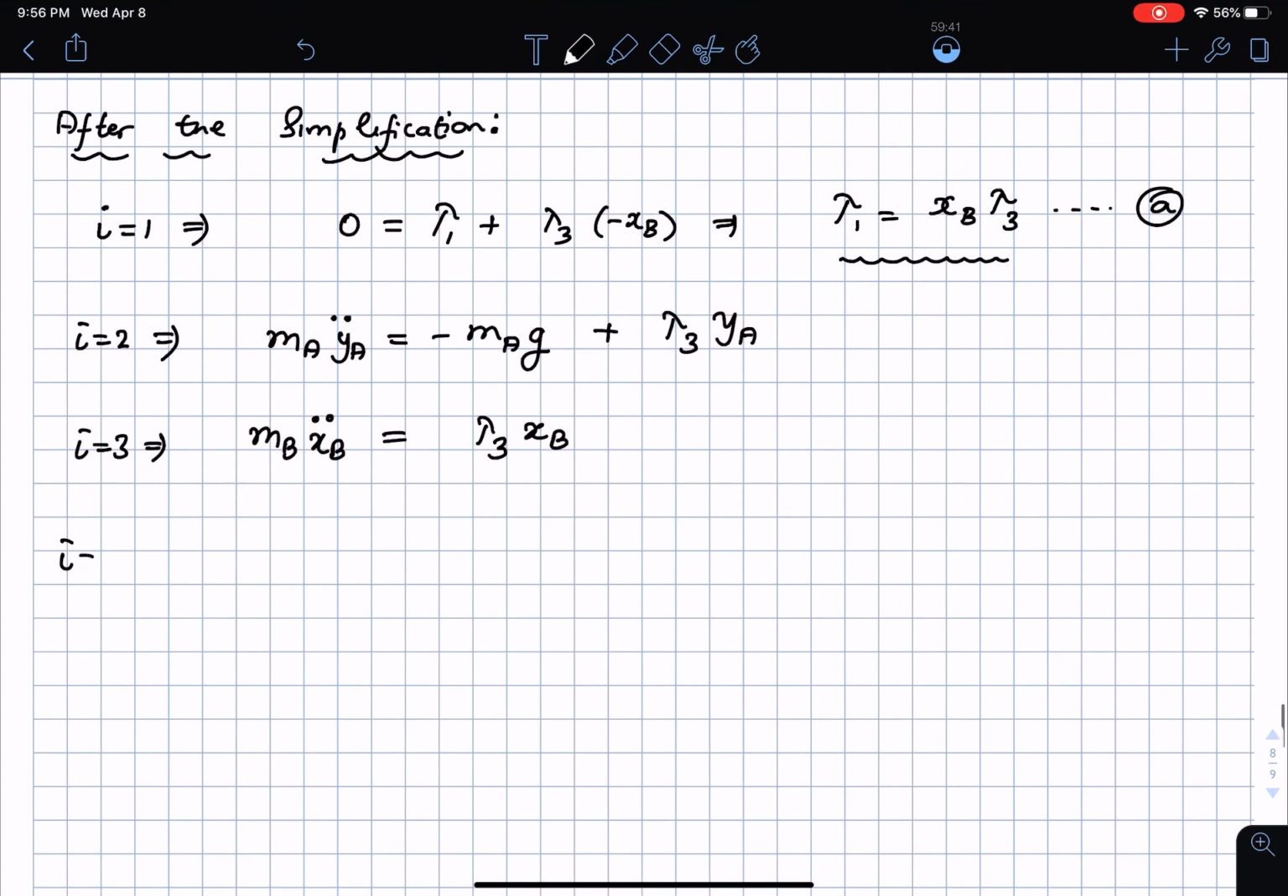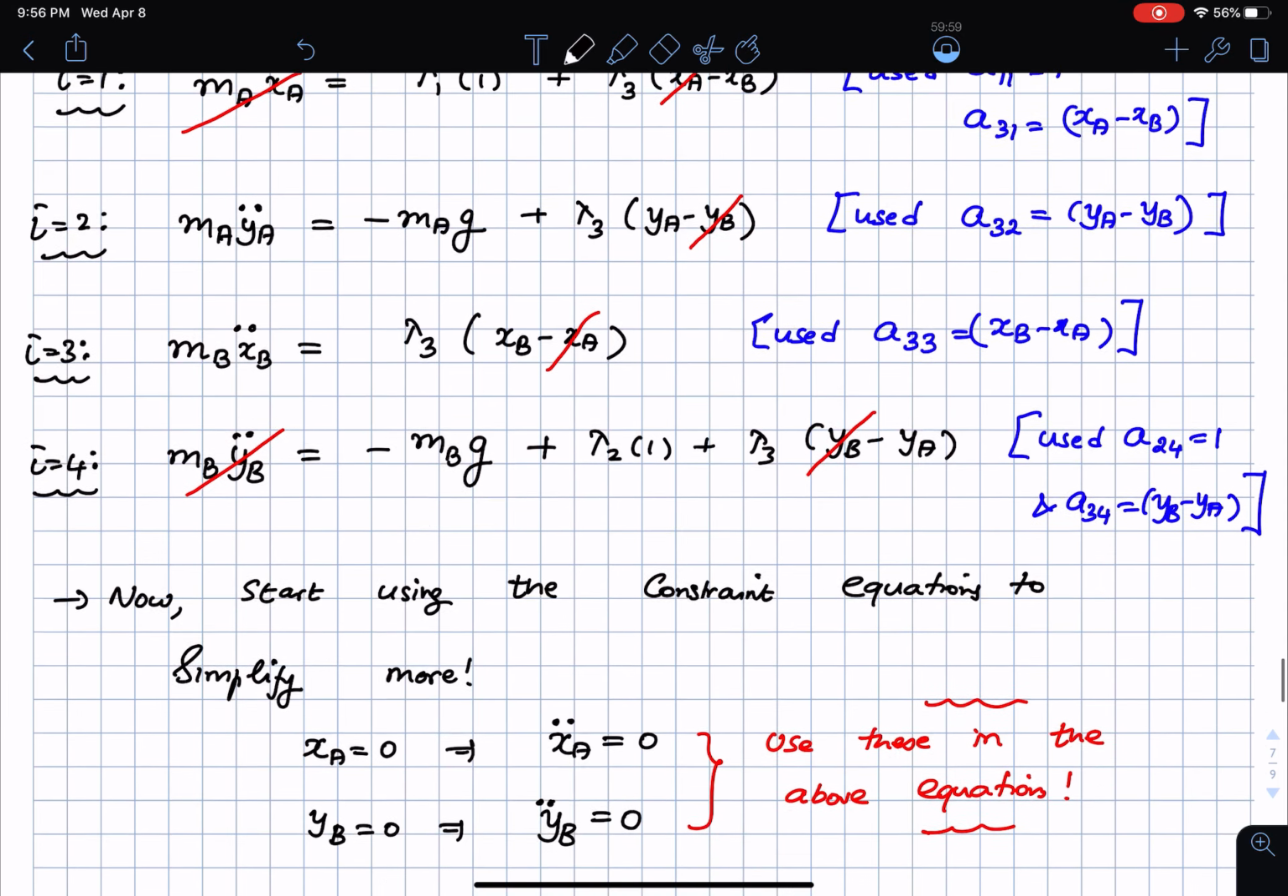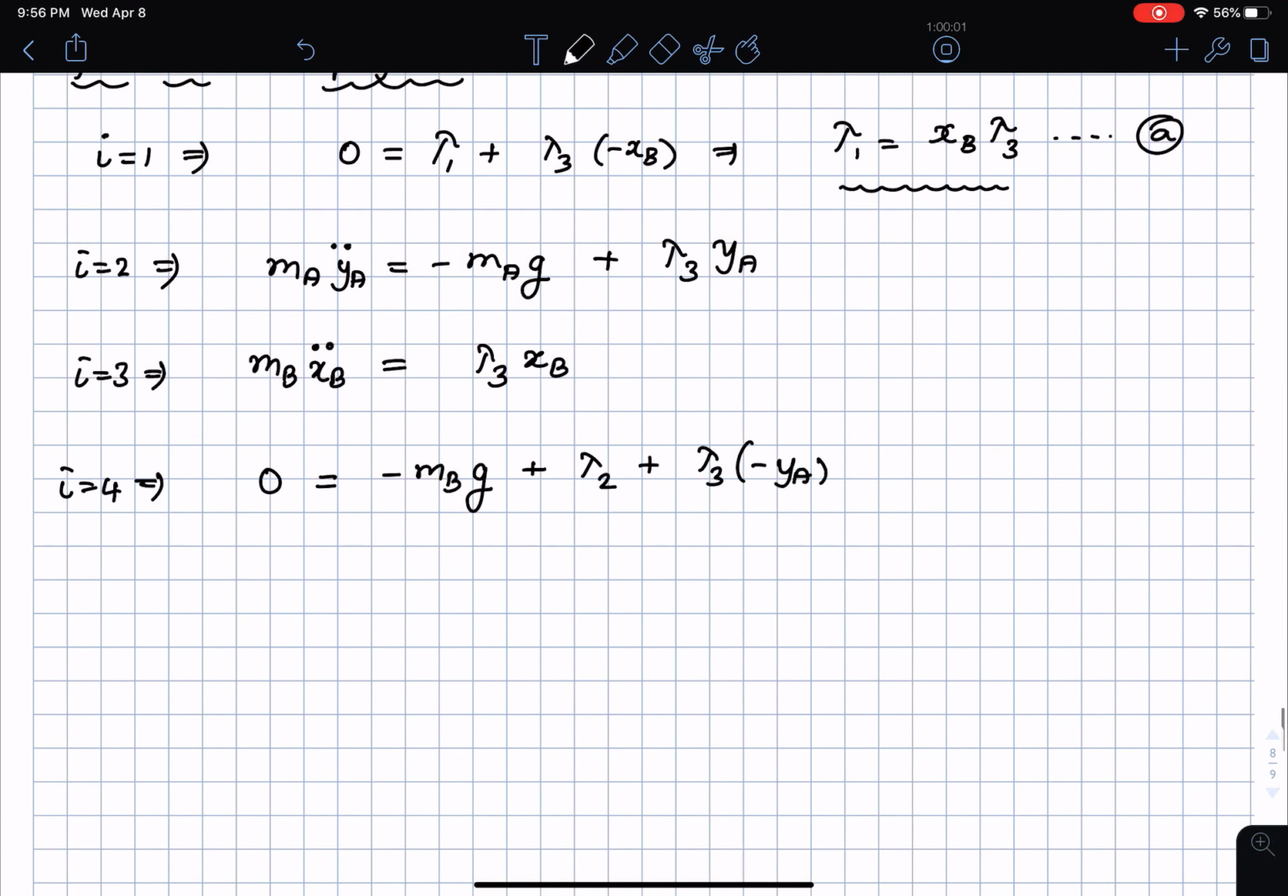And then I have i is equal to 4, which is 0 because yb double dot is 0, minus mbg plus lambda 2 plus lambda 3 times minus ya. I just want to make sure. Yes, minus ya, which tells me that lambda 2 is mbg plus ya times lambda 3, and I'm going to call that equation D. This is equation B, and this is equation C.